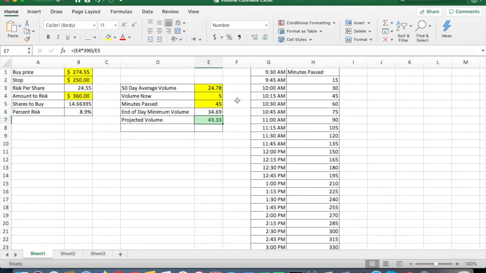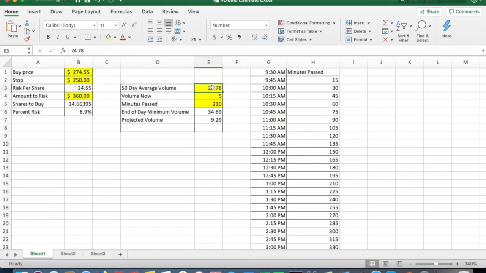So let's say the same stock. Let's say it had 5 million volume coming in during the day, and it was at 1 o'clock. We put 210 in there. And now we see this stock is only projected to have 9.2 million volume. So you see this is way below the 24 here. Okay, so we would avoid that trade.